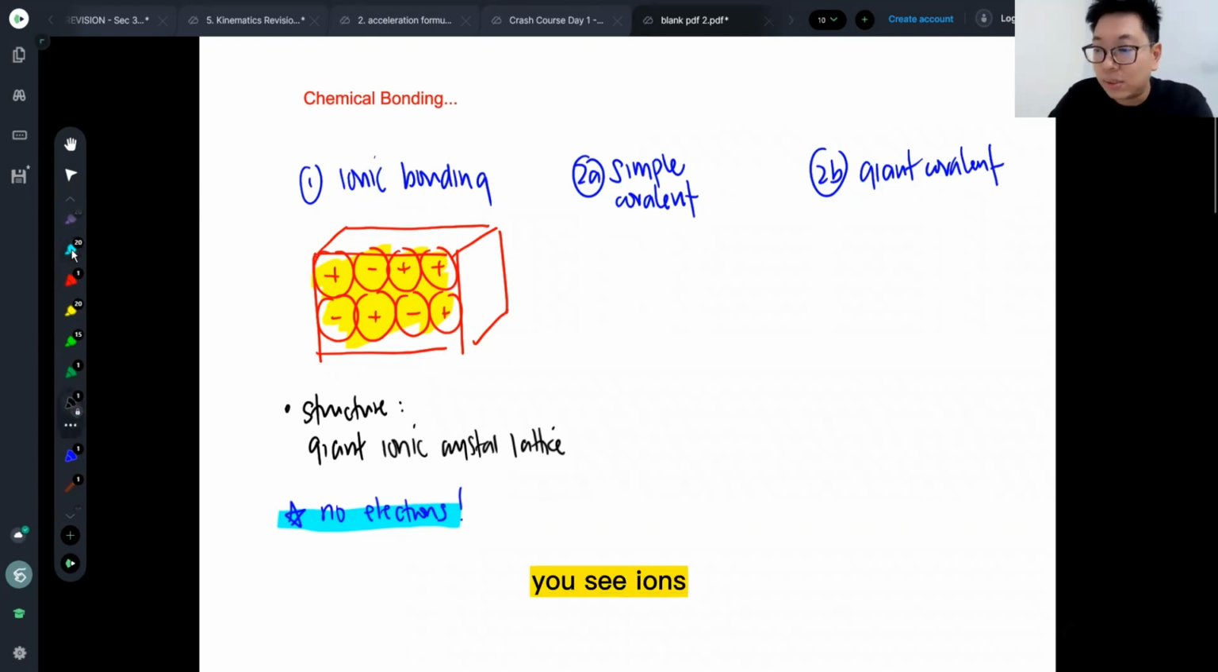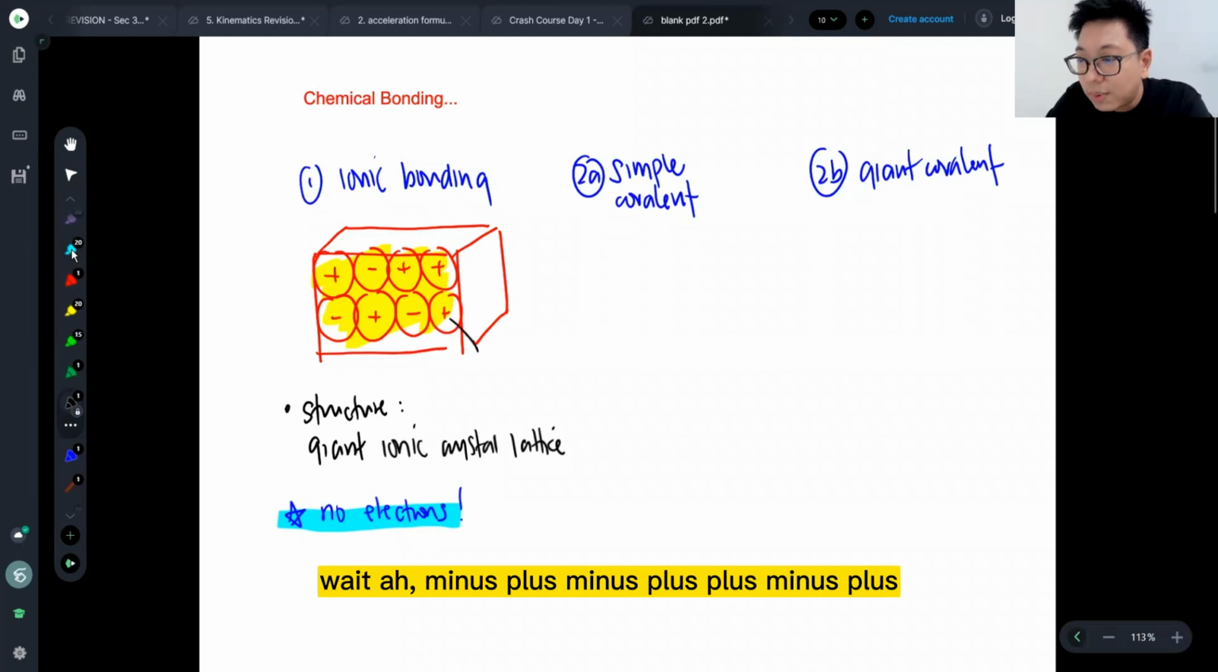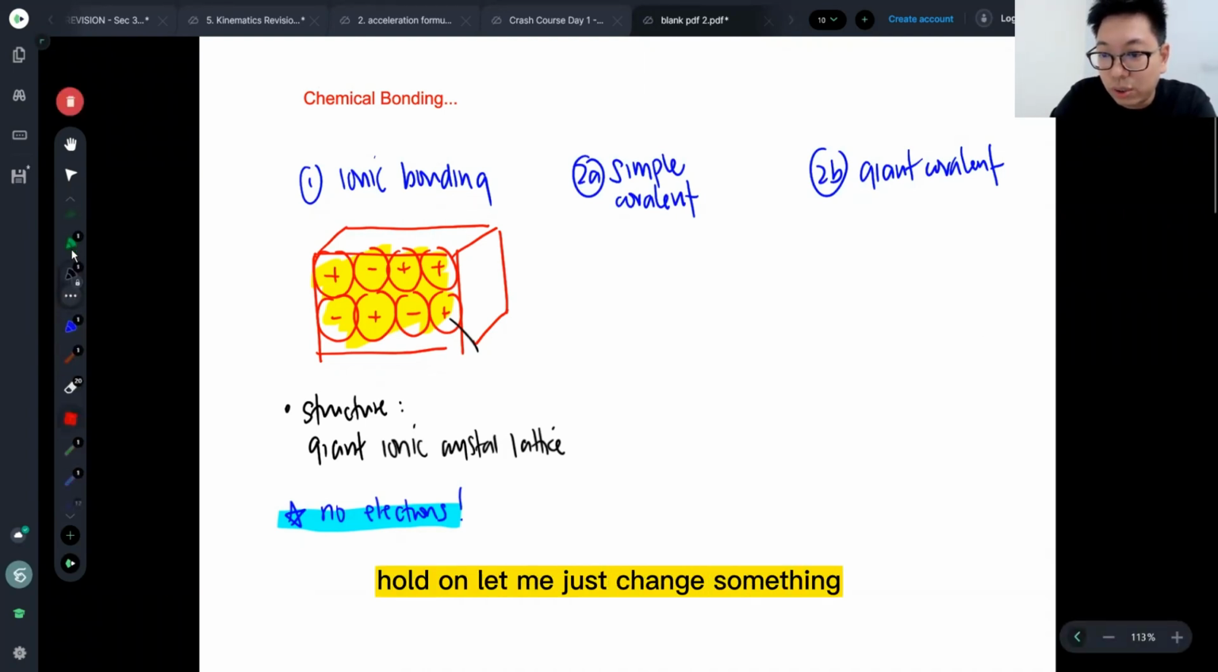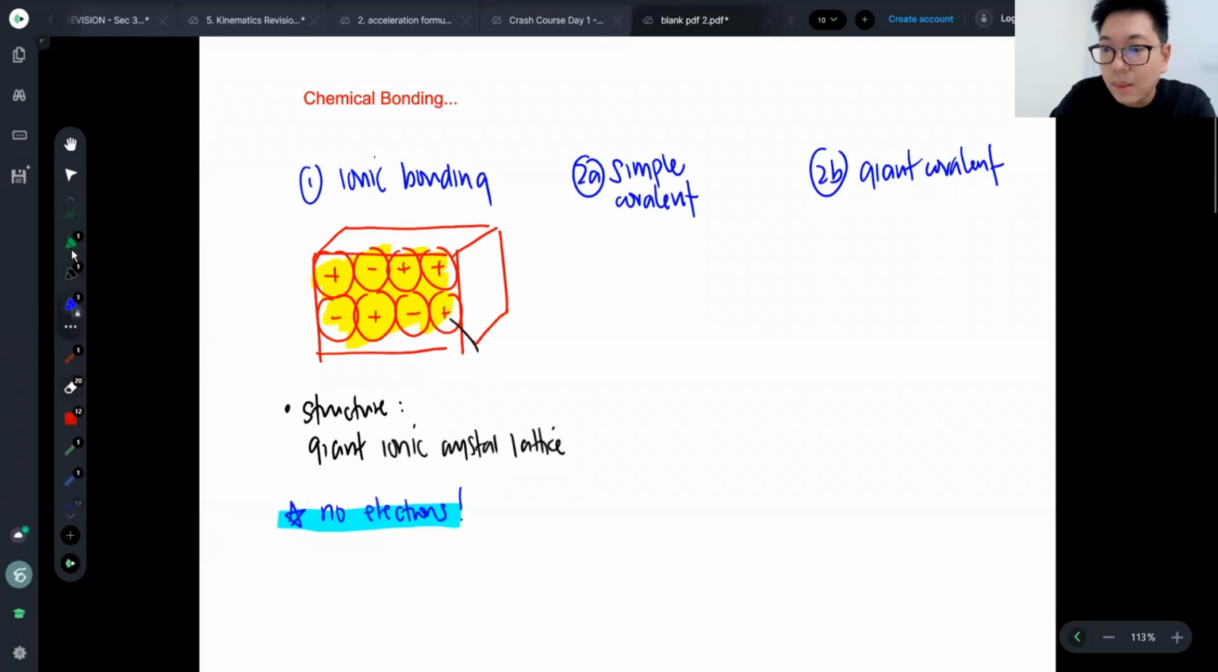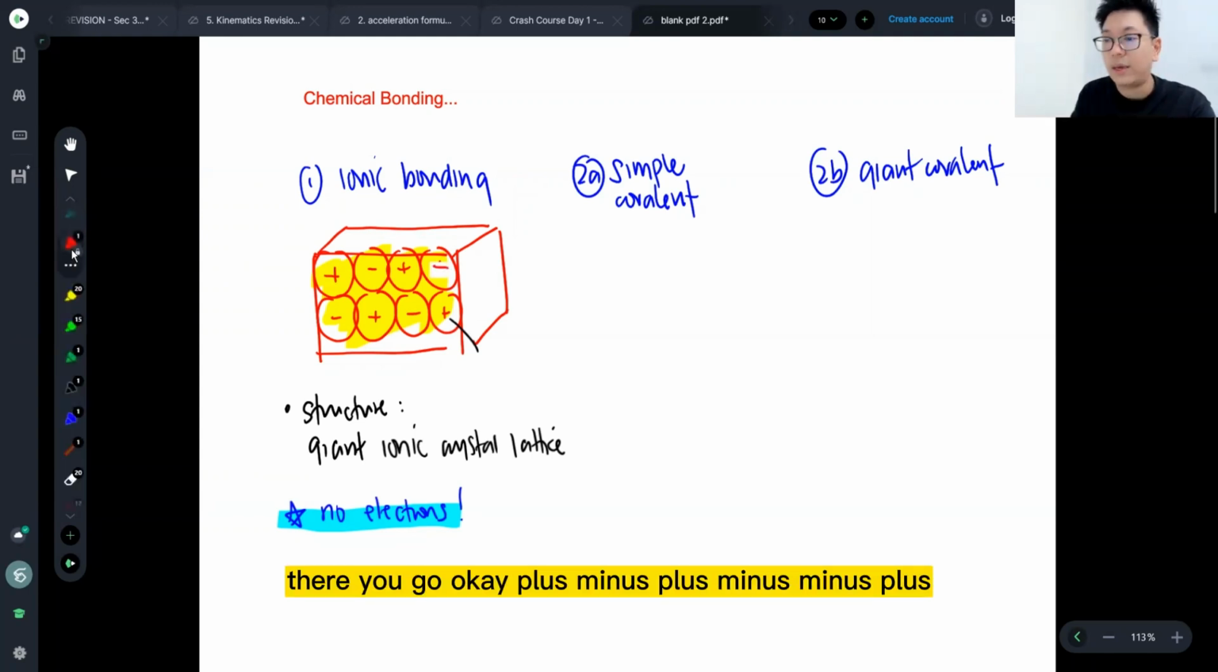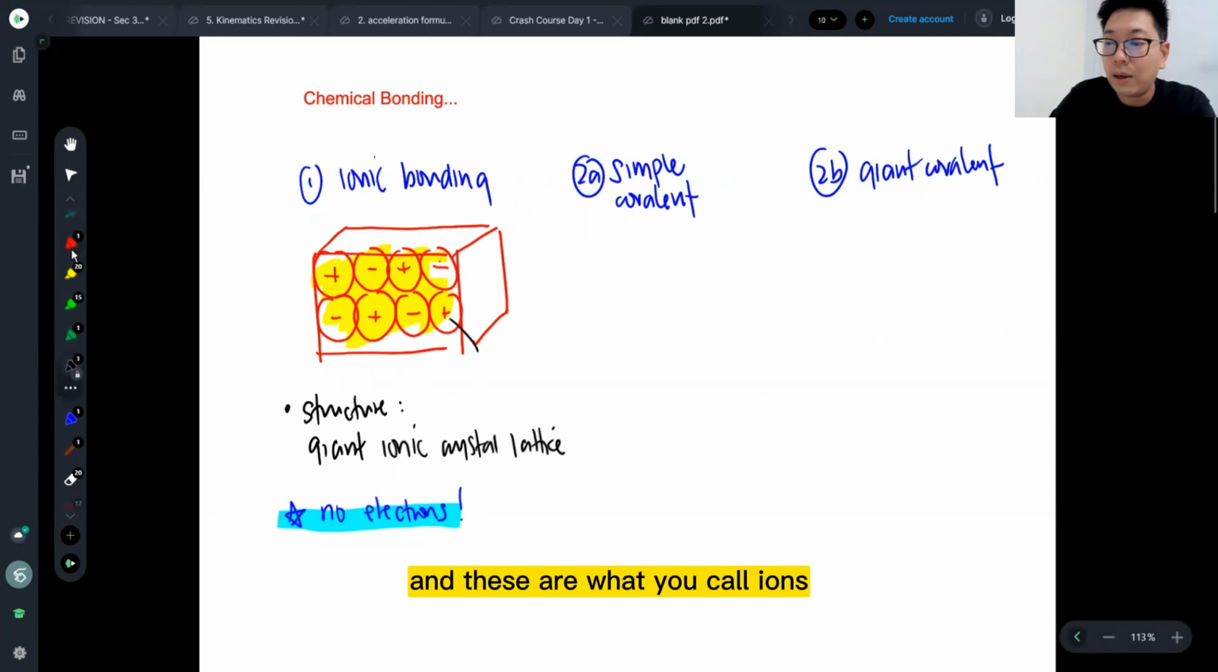You see ions. These are ions. Plus, minus, plus, minus, plus, plus, minus, plus. There we go. It's a bit strange. Hold on. Let me just change something. Brain's a bit fried. This is minus. There we go. Okay, so plus, minus, plus, minus, minus, plus, minus, plus. And these are what you call ions.